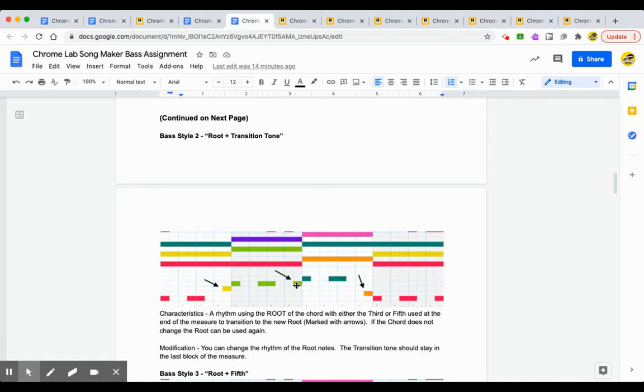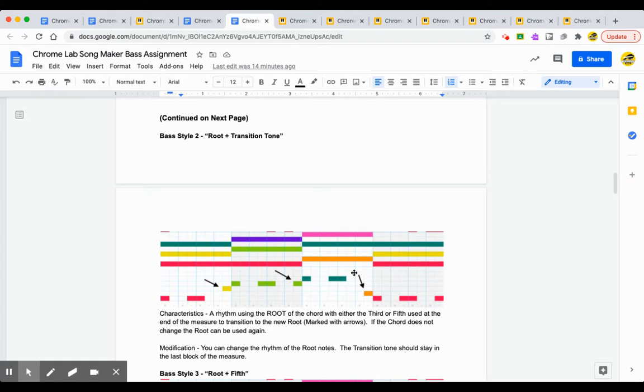The light green note at the end of measure 2 is right next door to the green note at the beginning of measure 3, dark green. Then the orange note at the end of measure 3 is right next door to the red note. Now, it may be that you repeat your root note, which you'll see in the second measure. That's a possibility. It depends on where the neighboring note is.